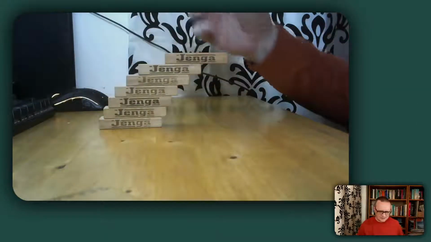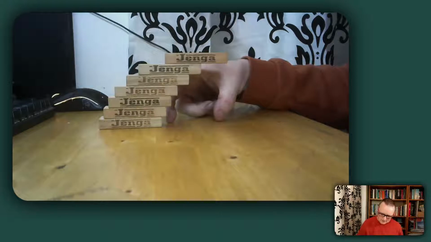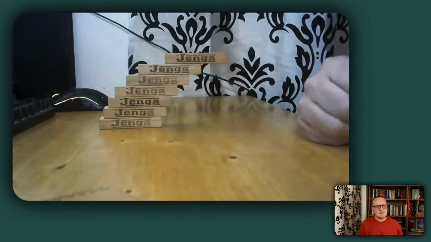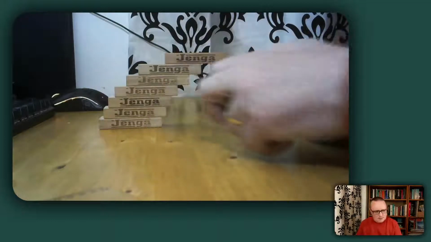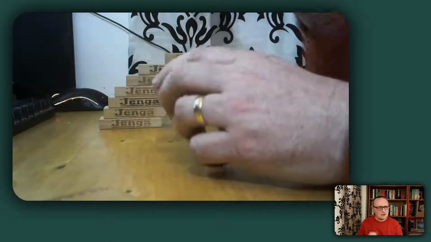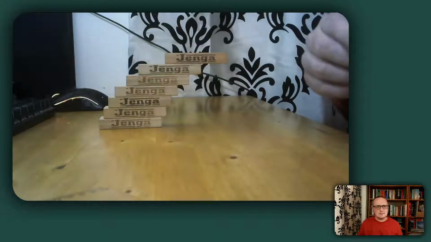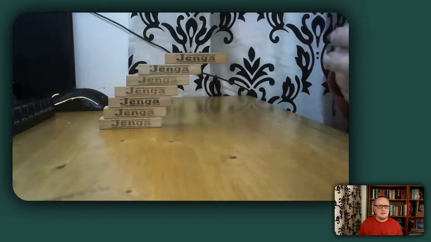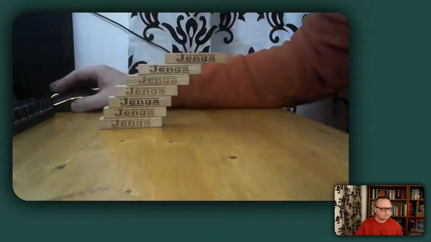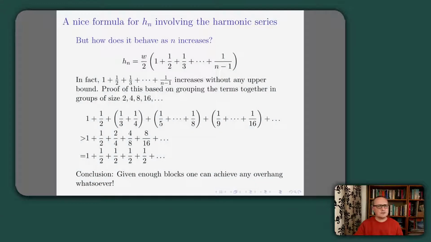Now remember here we have an overhang of something over W, a little bit over W. And what this analysis seems to be saying is that if I keep adding blocks in at the bottom here, I can grow the overhang and I'll see it become bigger than any specified value, which seems quite a curious conclusion.